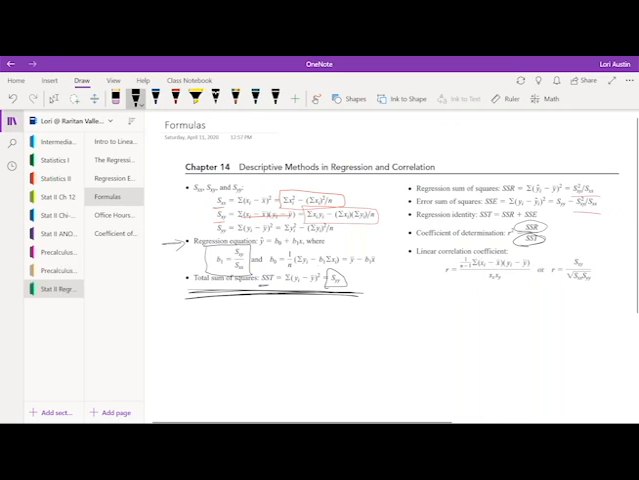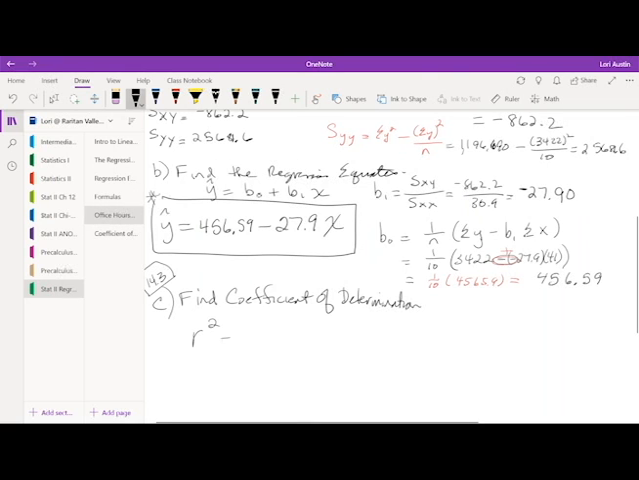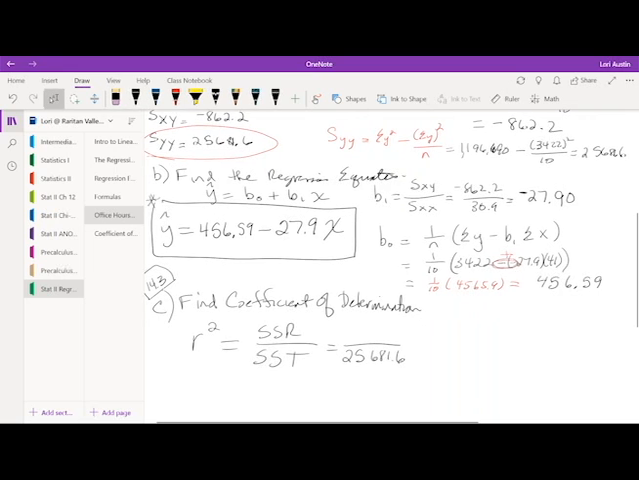So our coefficient of determination, which is known as R squared, is SSR divided by SST. But SST is this value right here. So that's going to be 256,81.6. And SSR we have to calculate. So let's calculate SSR. So one more equation we got here.